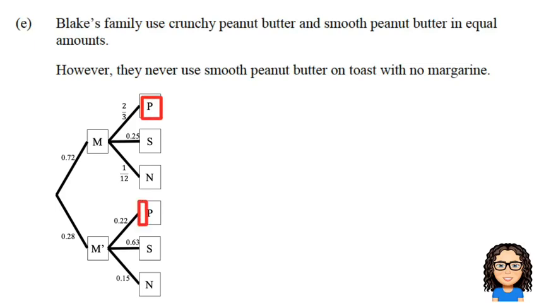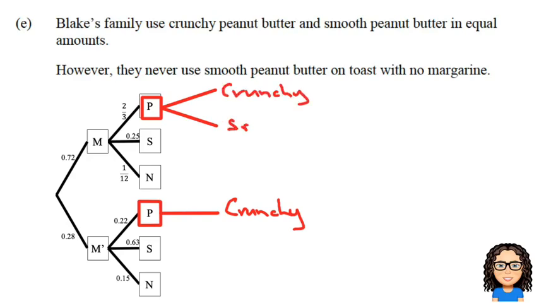I've got one peanut butter here and one peanut butter here, and I need to add more branches on. Now we're told that they never use smooth on toast with no margarine. So I'm just going to have the bottom one here with no margarine. That's only going to be the crunchy one, because it doesn't have smooth. However, if they have got margarine, they could have both crunchy and smooth peanut butter.